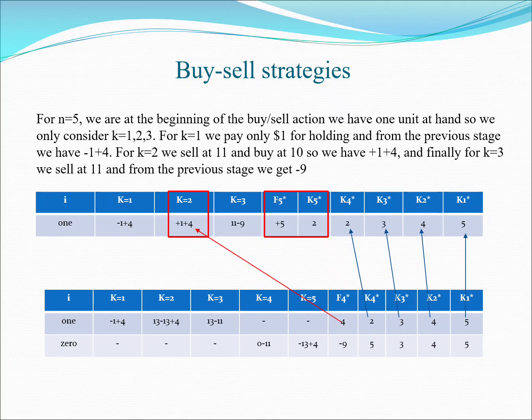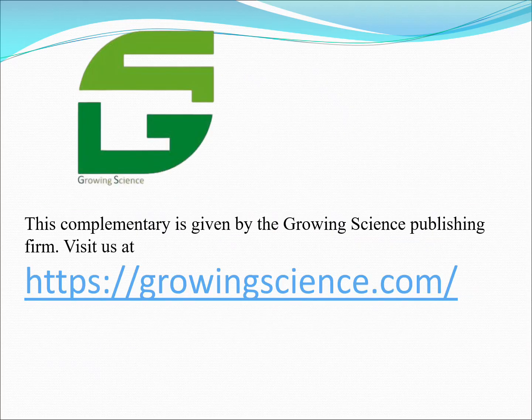For n equals 5, we're at the beginning of the buy-sell action. We have 1 unit at hand, so we only consider k equals 1, 2, 3. For k equals 1, we pay only $1 for holding. And from the previous stage, we have negative 1 plus 4. For k equals 2, we sell at 11 and buy at 10. So we have plus 1 plus 4. And finally, for k equals 3, we sell at 11, and from the previous stage, we get minus 9.